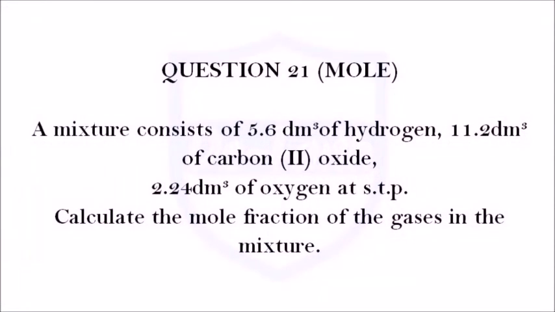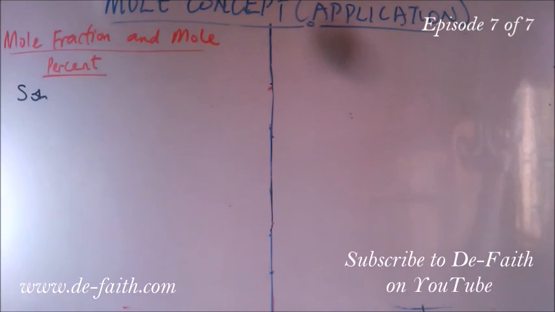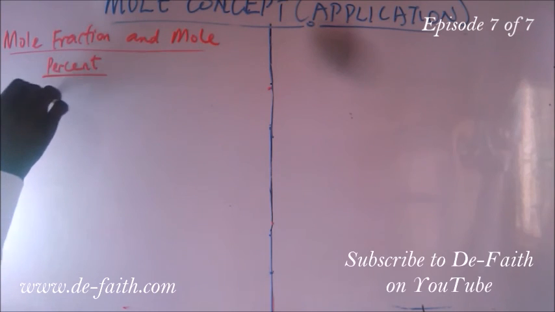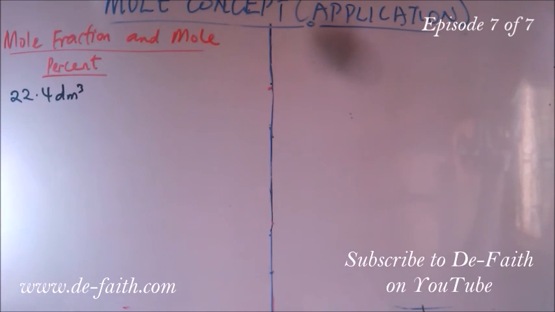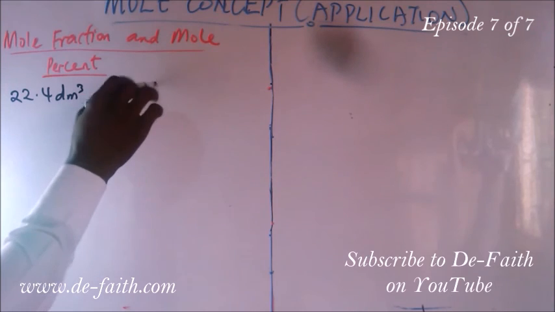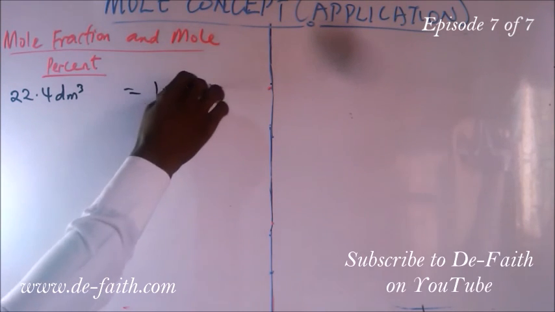A mixture consists of 5.6 dm cubed of hydrogen, 11.2 dm cubed of carbon dioxide, and 2.24 dm cubed of oxygen at STP. Calculate the mole fraction of the gases in the mixture. For us to solve this question, we need to relate the volumes to number of moles, and we should take note that 22.4 dm cubed of any gas at standard temperature and pressure is 1 mole of the gas.